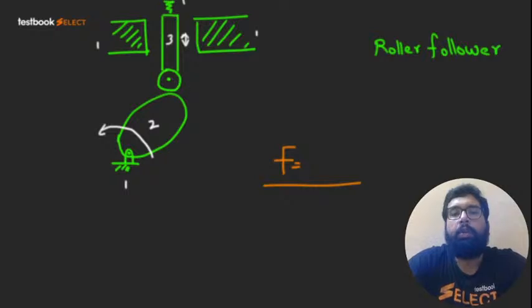Now, if you see, this roller can also rotate about its individual axis. So this should also be named as a link. This should also be named as a link, right?